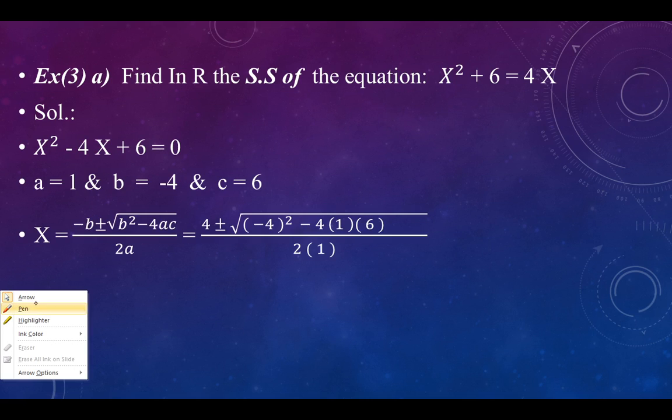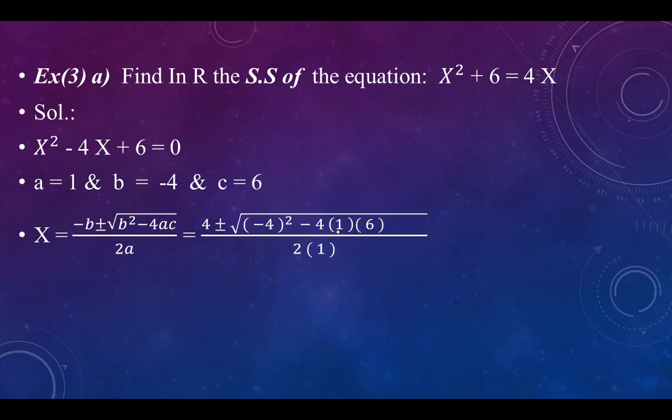Negative 4 power of 2, minus 4 times 1, minus 4 times A equals 1, times C equals 6, over 2A. 2 multiplied by 1 equals 2A. Okay, now we are going to calculate negative 4 power of 2 minus 4 times 1 times 6 first.